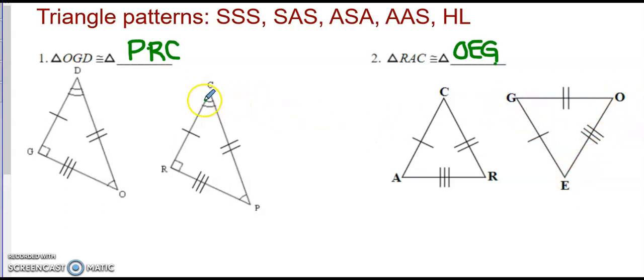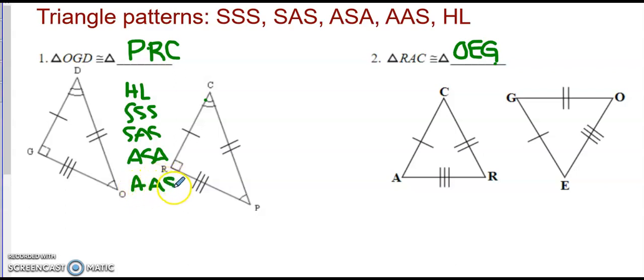In problem 1, you have multiple ways of labeling this one. With the hypotenuse leg, they are marked since the triangle is a right triangle. We could also say side, side, side since all 3 sides are marked. We could say side, angle, side because the angle between the sides, whether I'm using C, R, or P, are marked the same way. We have angle, side, angle. In 2 angles, we can select the side between them. It's the same. And we also have angle, angle, side. So this one here, actually, any of our rules will work.